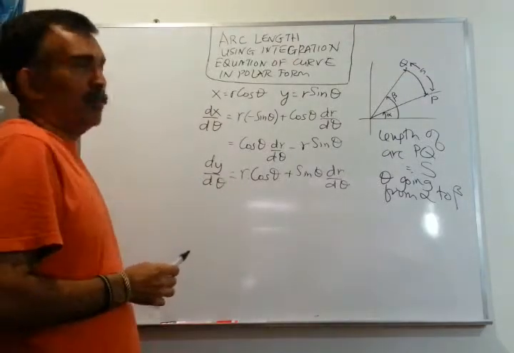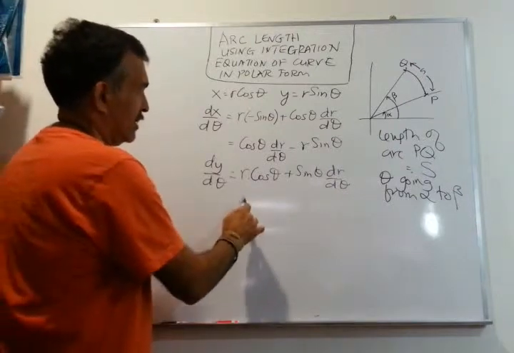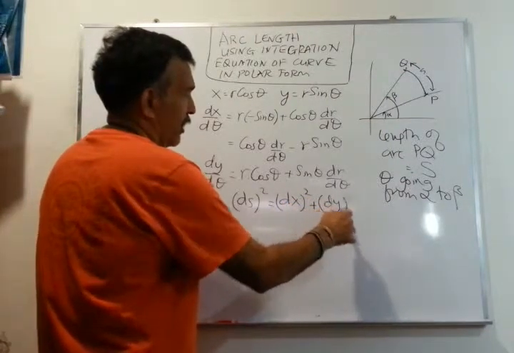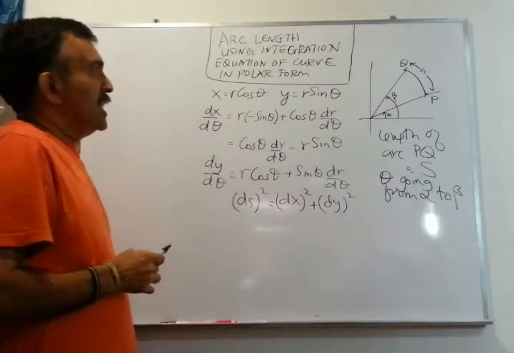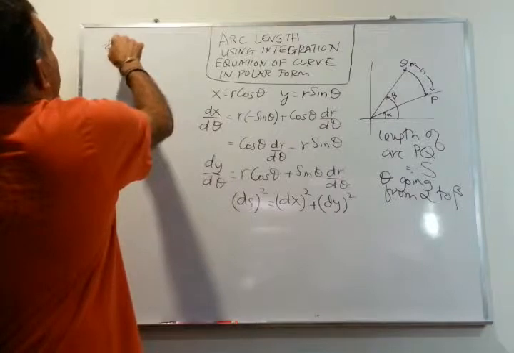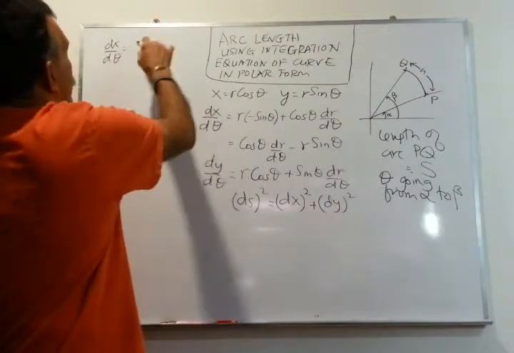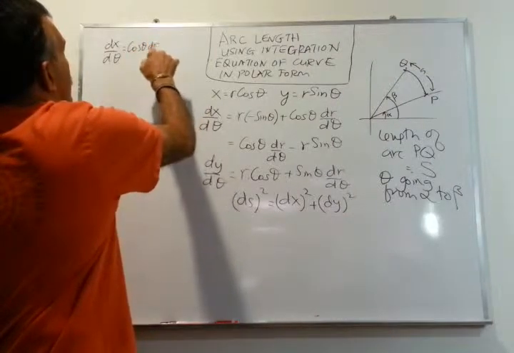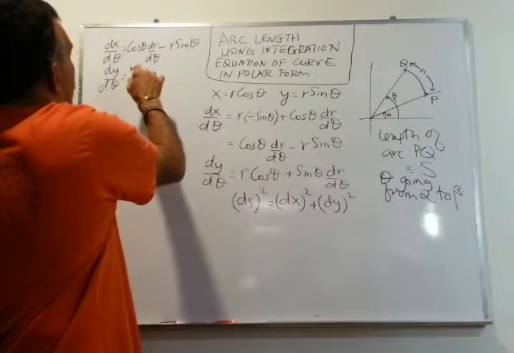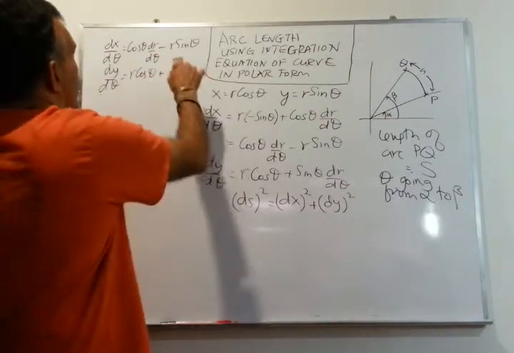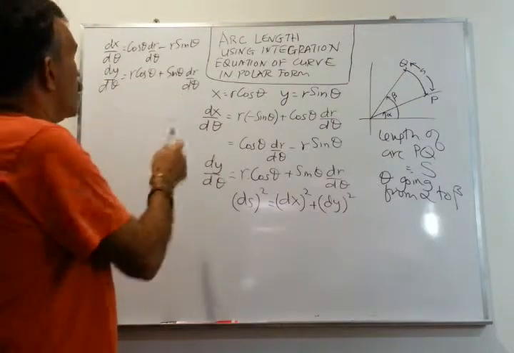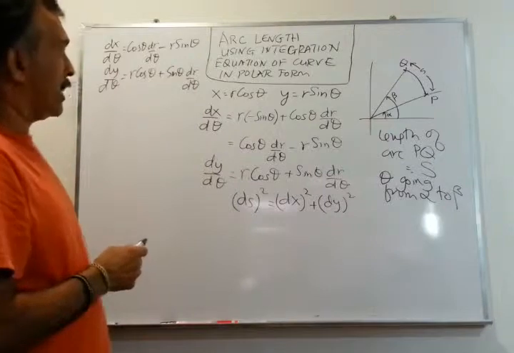Back to what I spoke about in the previous video, ds squared will be equal to dx squared plus dy squared. Now I need to use this, so I need to write it down in some separate place. Let me write it here. Dx d theta is cos theta dr d theta minus r sine theta, and dy d theta is r cos theta plus sine theta dr d theta. I'm keeping this here because I need to use it, so I'm going to erase the board in a minute. Have I copied everything down correctly? Yeah.